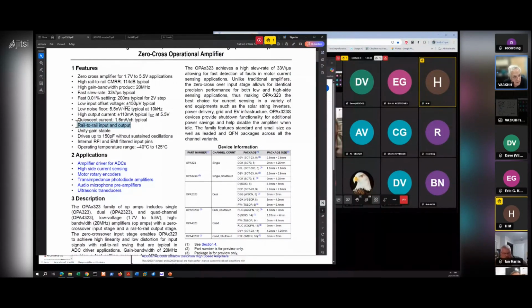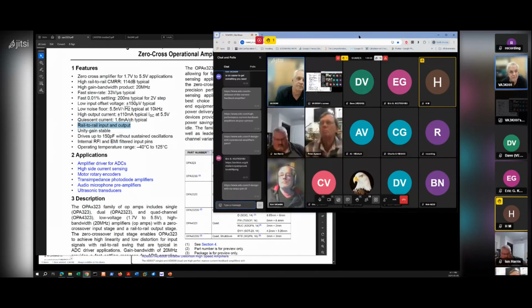And here, see, rail to rail input and output. So that's a spec on this one. But you're right, a lot of them cannot.